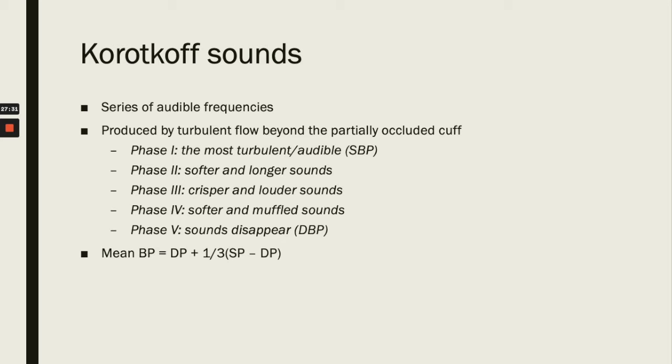Phase 1 is the most turbulent or audible sound, so that is our systolic blood pressure. Phase 2, they're softer, longer sounds. Phase 3, they're crisper and louder sounds. Phase 4, they're softer and become more muffled. And then phase 5 is when the sounds start to disappear, and that's our diastolic blood pressure. If we wanted to calculate our mean, we would take our diastolic pressure plus 1/3 of the systolic minus the diastolic pressure, and that would give our mean blood pressure.